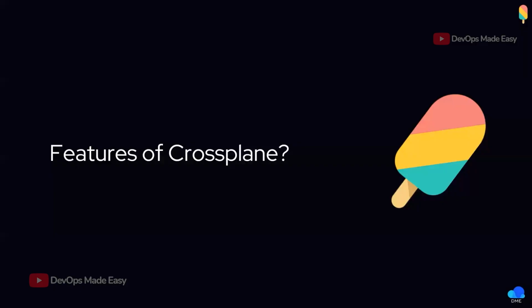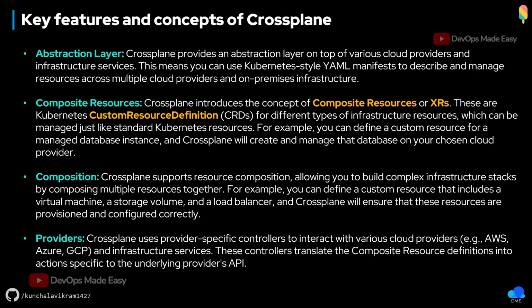various platform components of Crossplane. Now coming to the features of Crossplane, we know that Crossplane basically abstracts everything on top of various cloud providers. So you don't have to understand anything about how Crossplane talks to the cloud platform. You just create a resource and Crossplane makes sure that resource is always created, and it also uses Kubernetes-native YAML files to describe and manage the resources across multiple cloud providers.